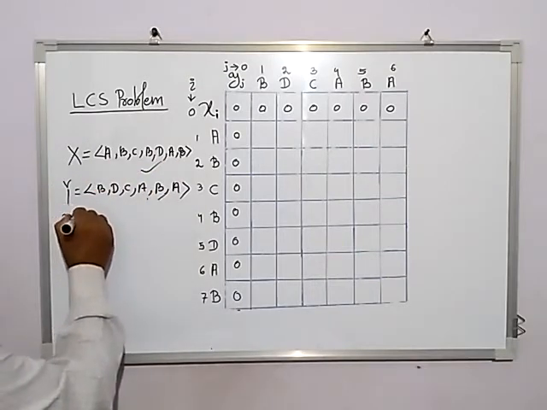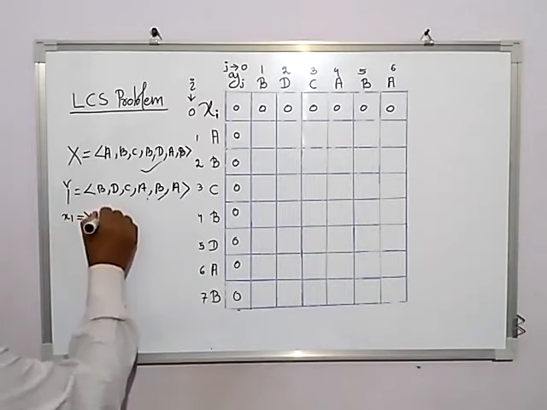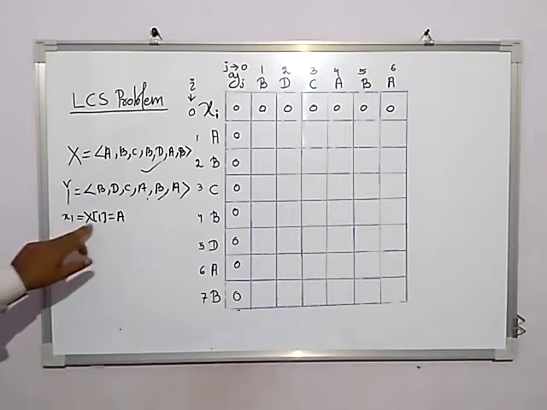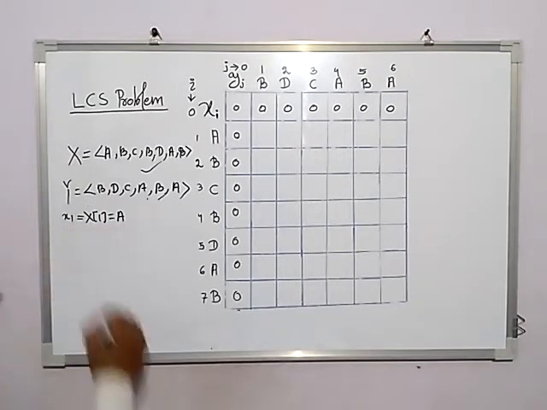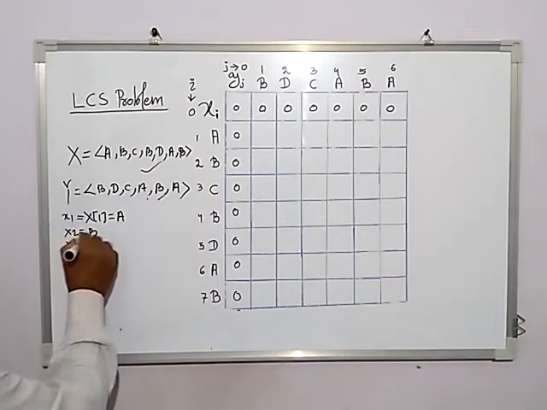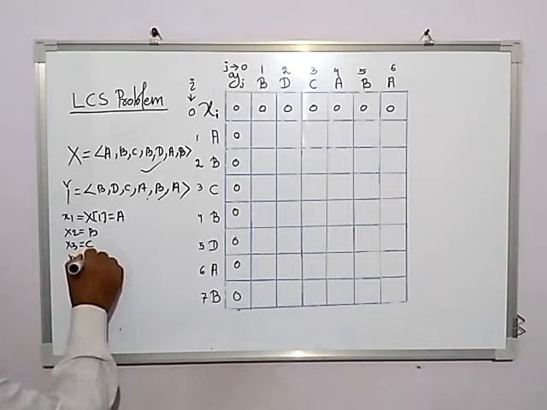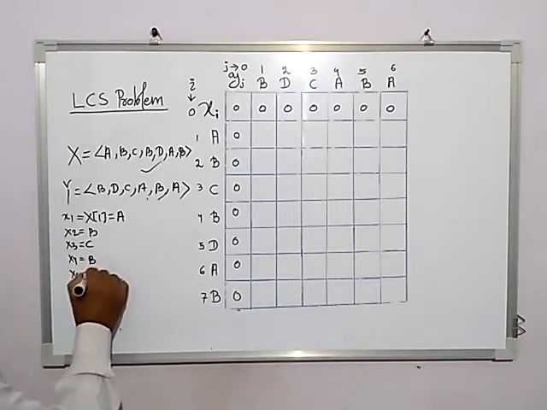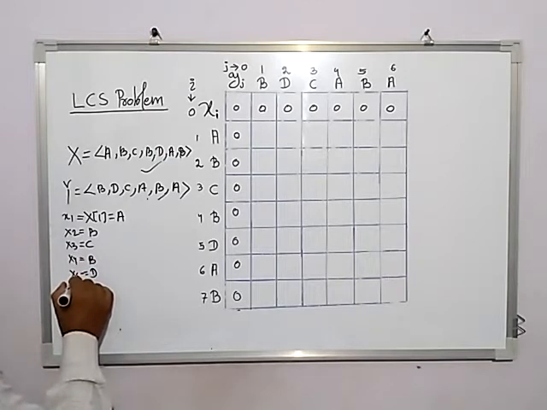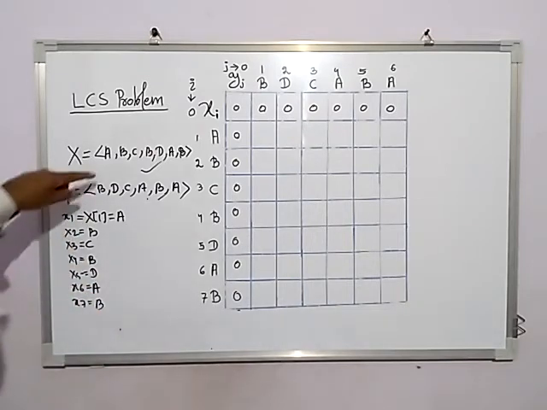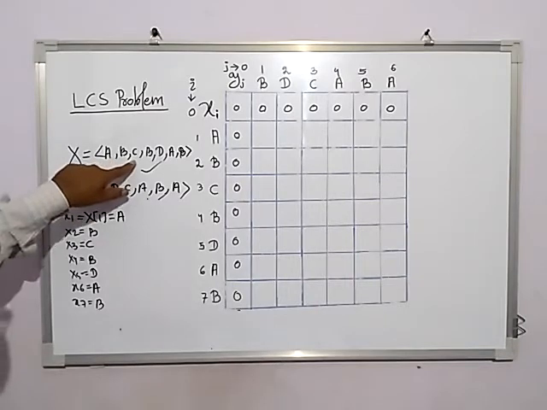So x1 equals x of 1 equals A, that means the first element, with subscript 1. Similarly x2 equals B, x3 equals C, x4 equals B, x5 equals D, x6 equals A, and x7 equals B. In this way we can access, or identify, the elements of the first sequence.